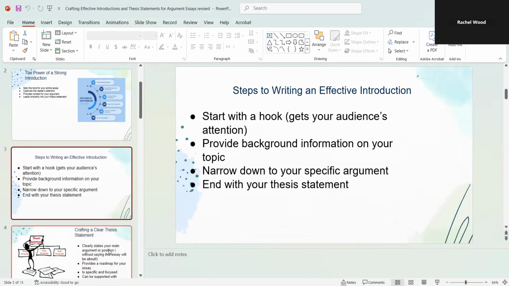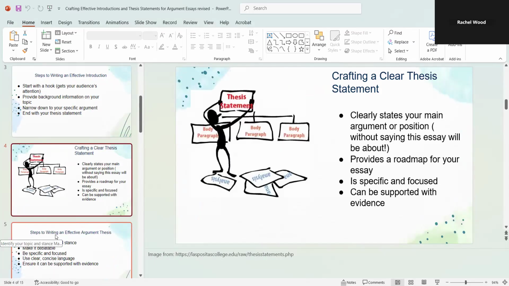Some steps to writing an effective introduction. You need to start with a hook. It gets your audience's attention, provides background on your topic, narrows it down to your specific argument, and ends with your thesis statement. That being said, there are several different ways that you can approach it.